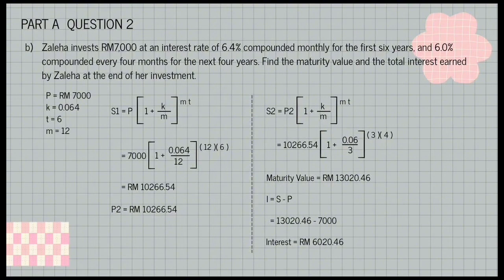So 7,000, 1 plus 0.064 over 12, and we get 10,266 ringgit 54 cents. We use it as the new principal. And again we use the same formula, 10,266 ringgit 54 cents, 1 plus 0.06 over 3. And the answer for maturity value is RM13,020.46. And we have to find the interest, where the formula is future value minus principal. And the answer for interest earned at the end of her investment is 6,020 ringgit 46 cent.